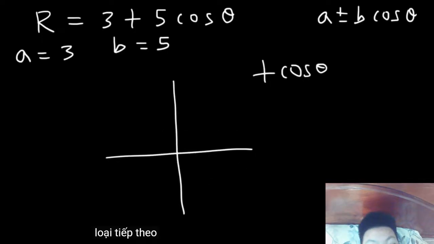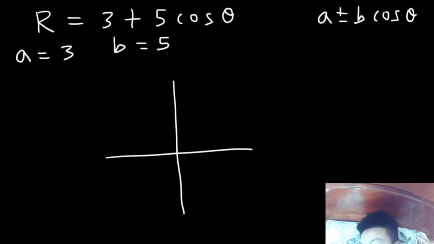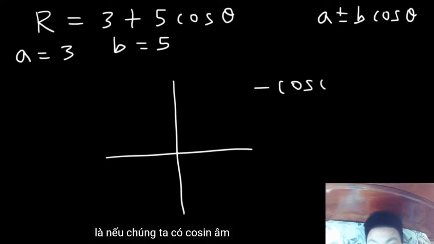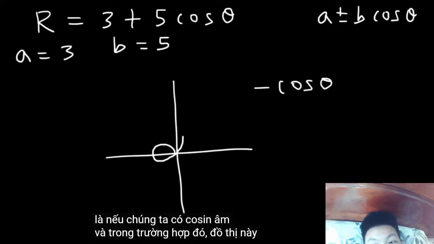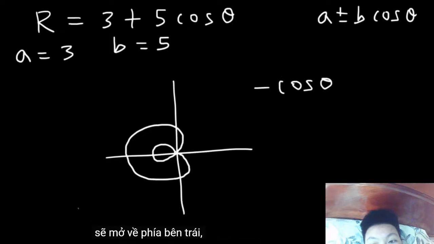The next type is if we have negative cosine. And in that case, this graph would open towards the left.